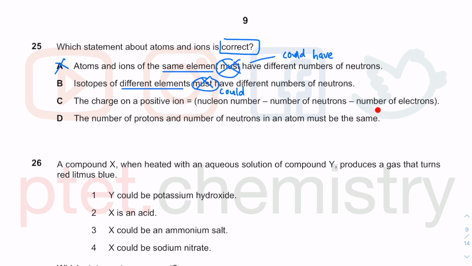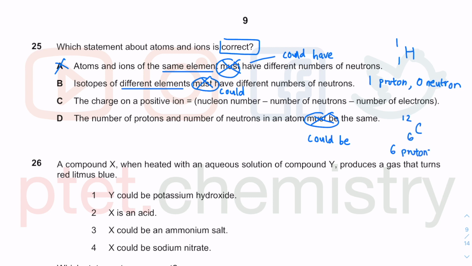C looks complicated. How about D? The number of protons and number of neutrons in an atom must be the same. Must be, again, must be is wrong, could be the same. Okay, because think about hydrogen, 1, 1. So there is 1 proton, but there are 0 neutrons. So, you know, it's not necessarily the same. But then when you have carbon 12, you have 6 protons, but you also have 12 minus 6, which is 6 neutrons. So it could be the same, but it could also be different. So D is also wrong.